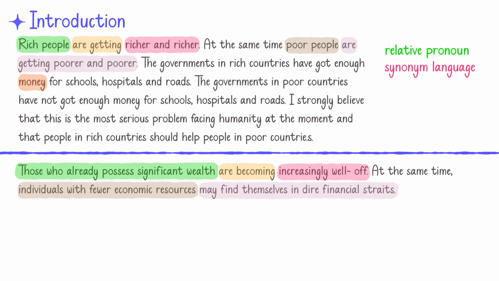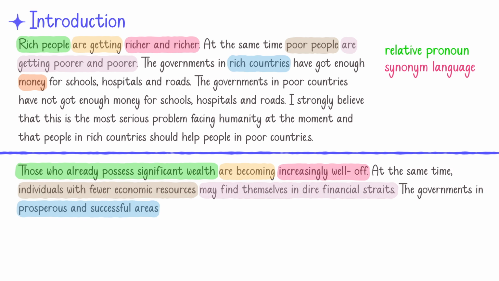And after that, we have the governments. The governments in rich countries have got enough money for schools, hospitals, and roads. The governments. You know, the government is a word that we can use once, but after that, we can change it, all right? Now, we have the governments. Instead of in rich countries, we should write a synonym language: in prosperous and successful areas.